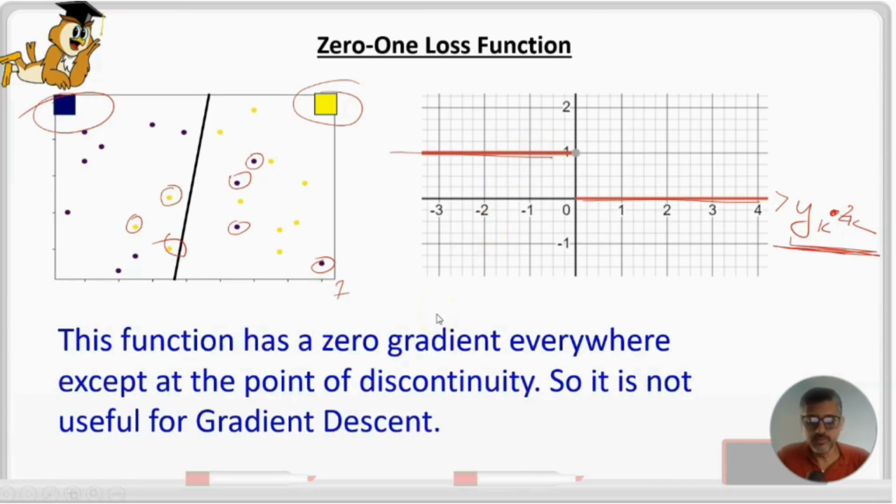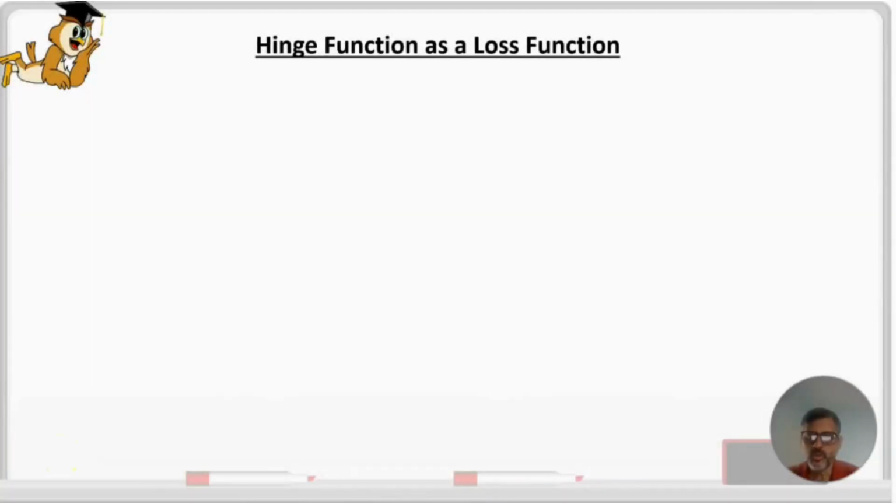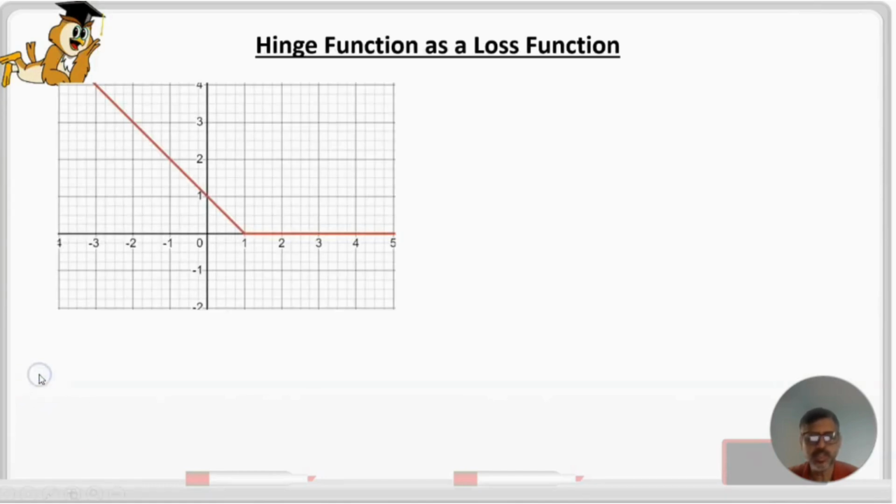So what do we do? We look for another error function. We are going to investigate the hinge function as a possible loss function. This is a good candidate to check out how well it serves us as a loss function. So what is the hinge function? The hinge function basically looks like this.